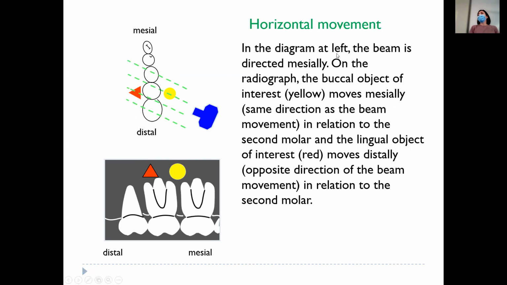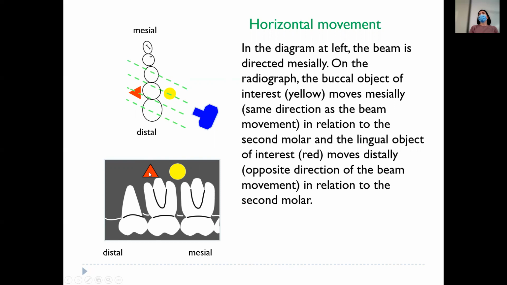So in the diagram at the left, the beam is directed more mesially. On the radiograph, the buccal object, which is the yellow one, moves mesially in the same direction as your beam in relation to the second molar, and the lingual object kind of went in the opposite direction. It didn't move as drastically, but it did move more distally.